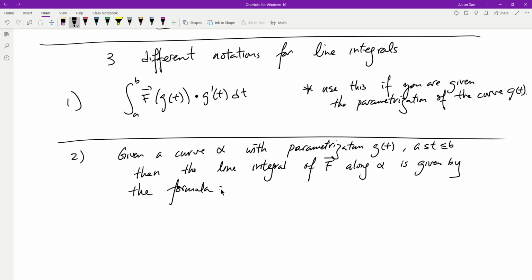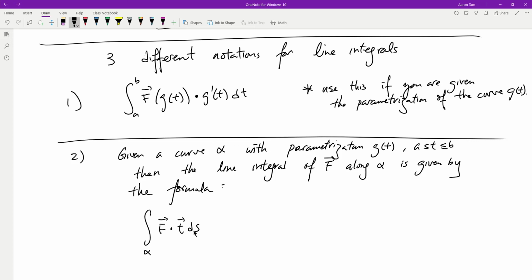So this formula, in a sense, explains what we are doing. The first one is more like when you use it to evaluate a line integral. This one is more like you use it to describe what you are trying to do. So this is, technically speaking, not a definite integral, and you'll see why. There will be an integral over alpha of vector f dot vector t ds.